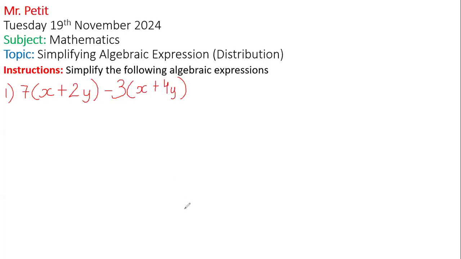Anyone have any ideas of how we're going to do this? How are we going to simplify this? Do the brackets first. What could we do with the brackets? Solve the stuff that's inside first. Crimson, how are we going to add x plus 2y? What are we going to do? Can we add x plus 2y?